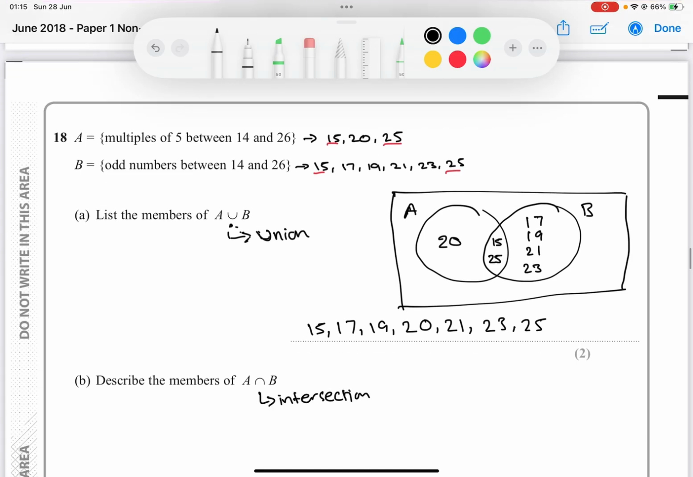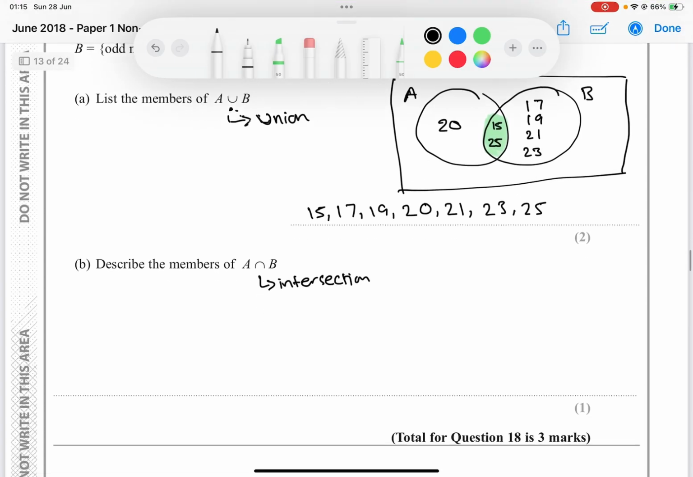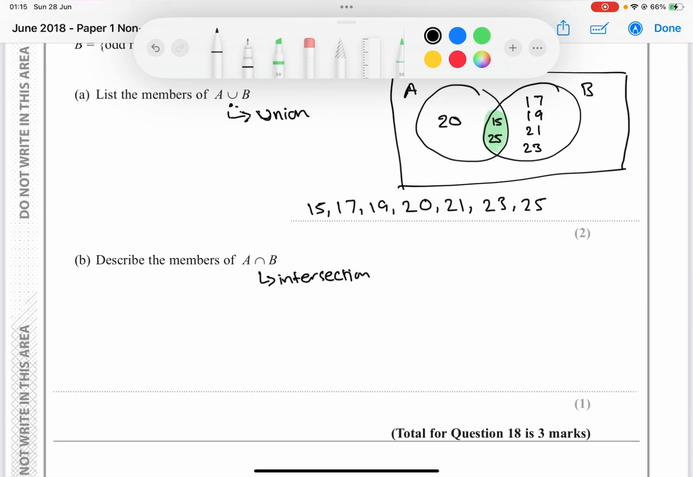Okay, so this is the intersection between A and B. It's the part where they just overlap, and that is this part here. So that would just be 15 and 25. Okay, so 15 and 25.